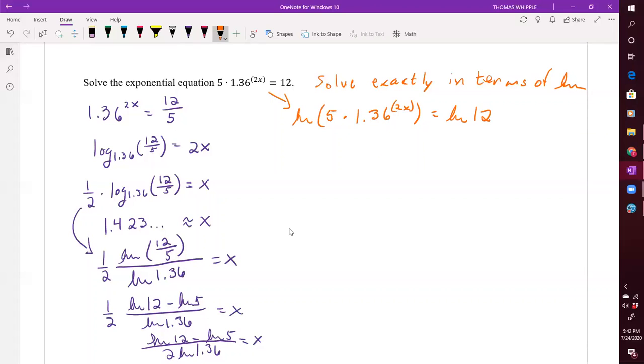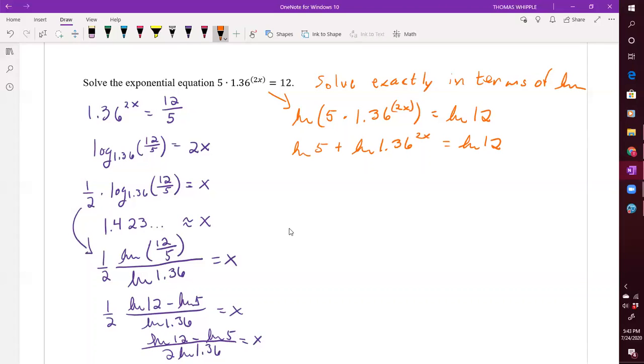As long as we do the same thing to both sides of an equation, we are fine. So we can do this. And I'm noticing now, I want to break this down because I need to solve for x, and I have a product here. I have 5 times something. So we can use that property, the log of a product, and say this would be the log of 5 plus the natural log of 1.36 to the 2x equals the natural log of 12.